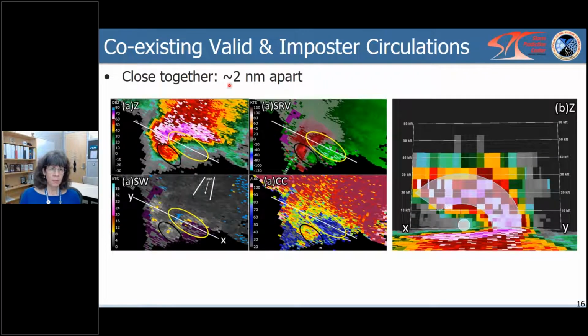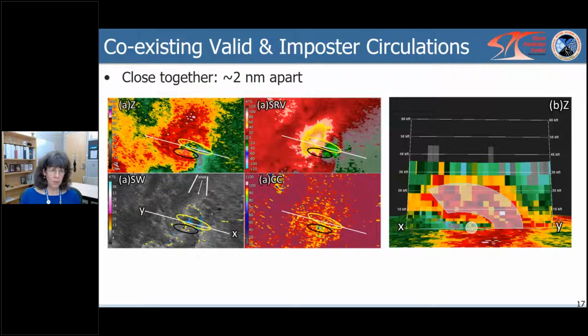Here's another example where the two are closer now, about 2 nautical miles apart. Once again, black circle is where the valid circulation is. And look at the texture of the velocity. It looks like it should. And the spectrum width is also showing us what is typical for a circulation like this. Whereas out in the inflow region, you've got some noisy looking velocity, actually low spectrum width, very low correlation coefficient, and our cross-section increases our confidence that, yep, that's what's going on here.